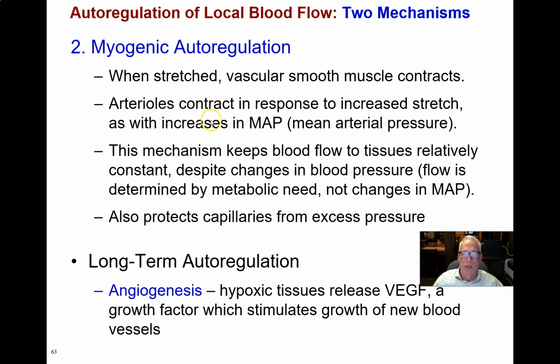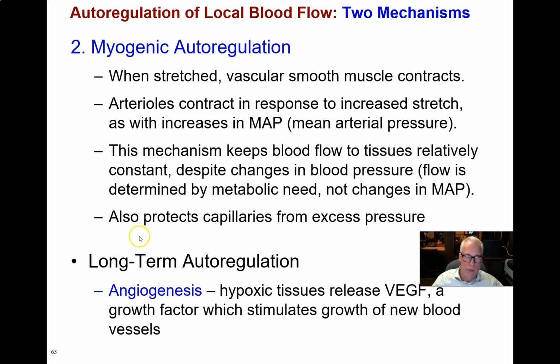Or, if blood pressure goes down, the smooth muscle cells are not being stretched as much, and they dilate. So if blood pressure goes down, blood flow to all the organs would go down, but it doesn't go down as much as all the arterioles in the organs dilate a little bit to bring in some extra blood flow. So what happens is that myogenic autoregulation kind of dampens out changes in blood flow in the organs as changes in mean arterial pressure occur. Keep the flow more constant. We really only need to send the amount of blood to tissues that match their metabolic needs, and we don't want to send less blood than what they need.